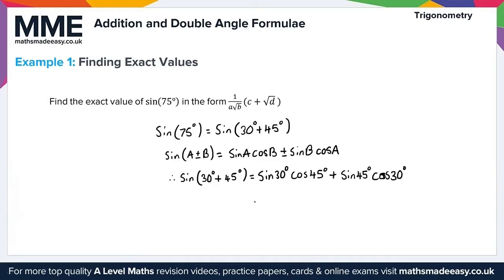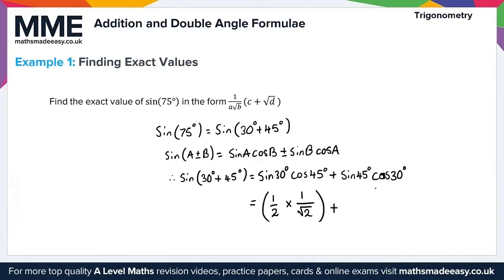All we need to do now is evaluate these exact values for sine 30, cos 45, sine 45, and cos 30, and they're all in degrees. Sine of 30 degrees is simply a half, 1 over 2. Cos of 45 degrees is 1 over root 2. So we're going to times that by 1 over square root of 2. That's sine of 30 degrees times by cos of 45 degrees.